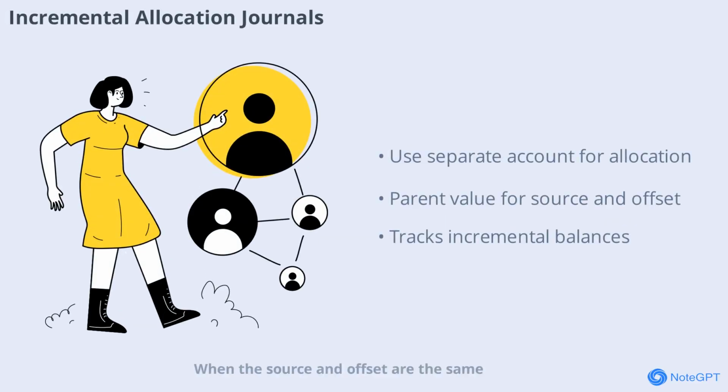When the source and offset are the same, allocation will always take the incremental balance. To implement this, use a separate account for the allocation rule and create a parent value containing both the source and parent accounts. This setup ensures that only incremental balances are allocated, providing accurate tracking over time.